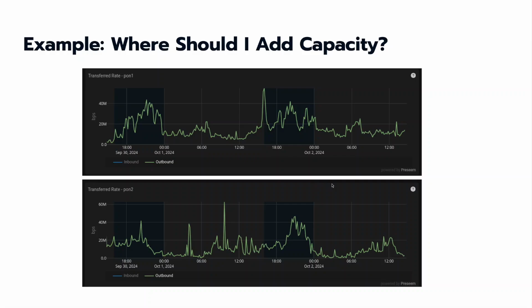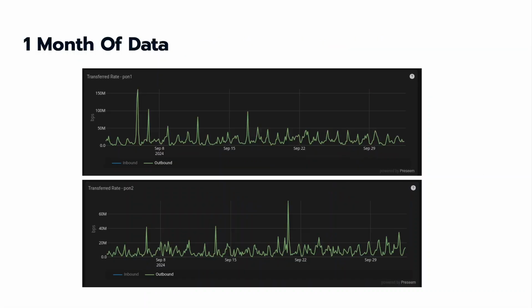So let's zoom out a little bit and look at a month of data. So you can start to see some patterns here. You can see some peaks and troughs due to peak times of the day. There's some spikes in usage that may indicate some sort of network event. But I still can't really answer my question. These both have pretty flat growth from the looks of it.